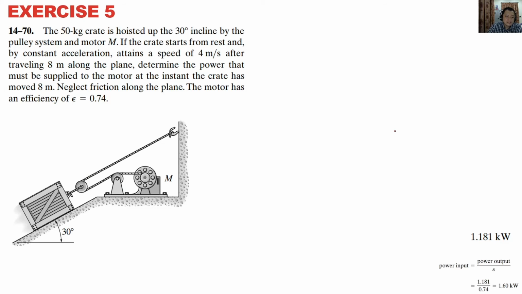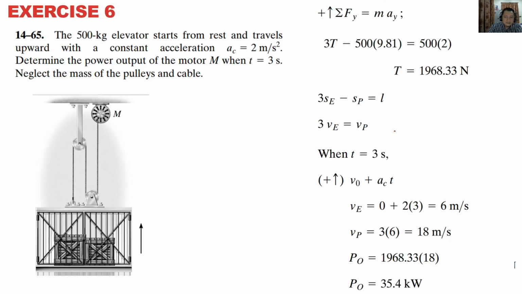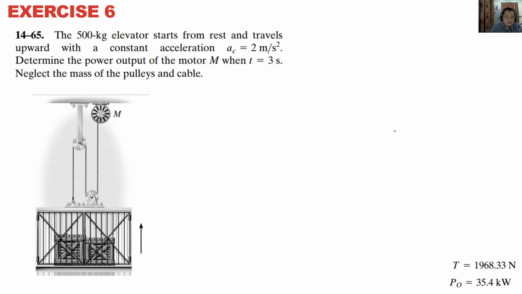This one is slightly different. This one is interesting. Let's do this one. This is a 500 kilogram elevator. It weighs 500 kilogram. How many people can go in? 5 people can go in. Oh, it's carrying stuff, starts from rest and travels upward with a constant acceleration of 2 meters per second squared.